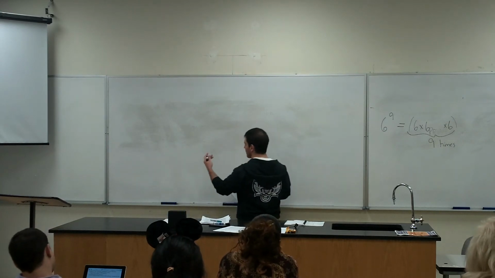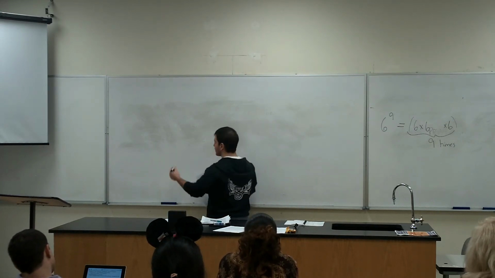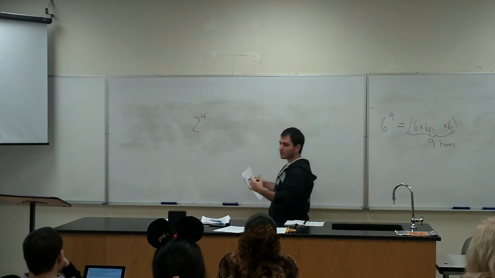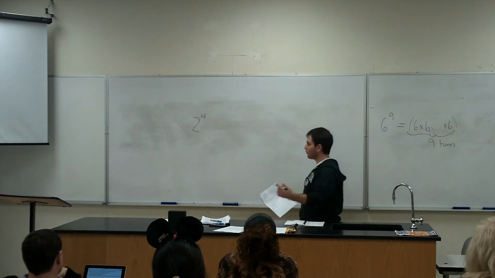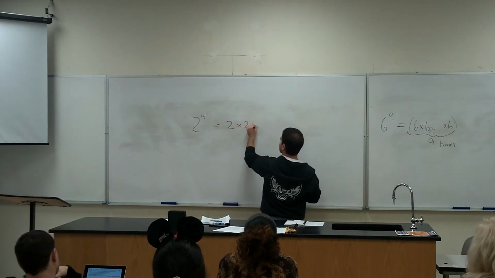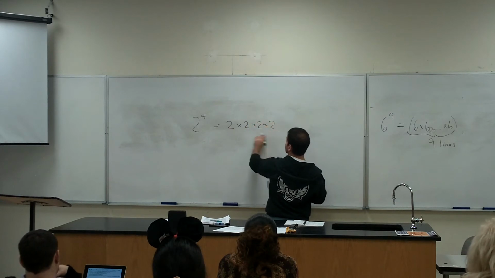Okay, so, looking at this, when an exponent is even, what does that mean? If our power is even, so if we have 2 to the 4, what does that mean about 2? How many times do we multiply it? 4 times. 4 times, and 4 is an even number, right? Yes. So we have an even number.